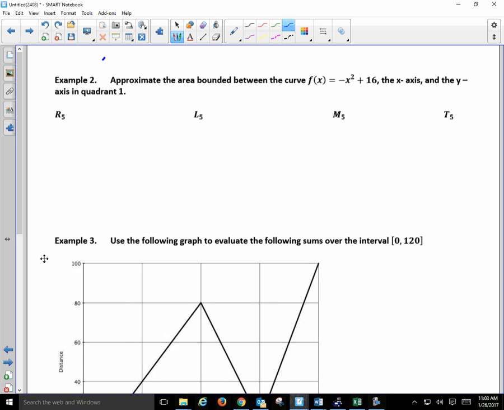Approximate the area bounded between the curve f of x equal to -x squared plus 16, the x-axis, the y-axis, in quadrant 1. What's different about this example? There's no bounds, no cheat table. We'll make a cheat table, okay? How's that?